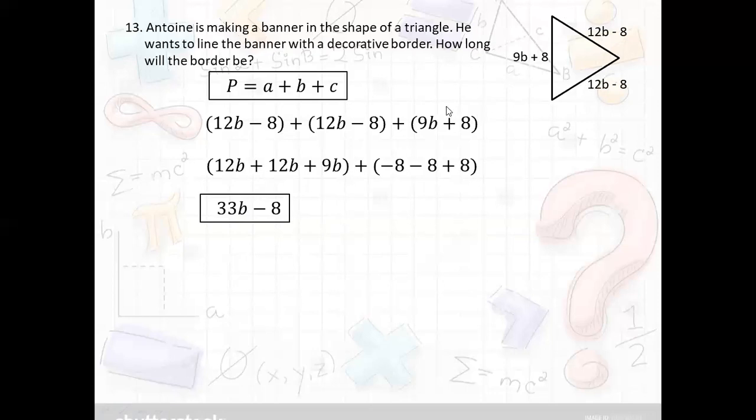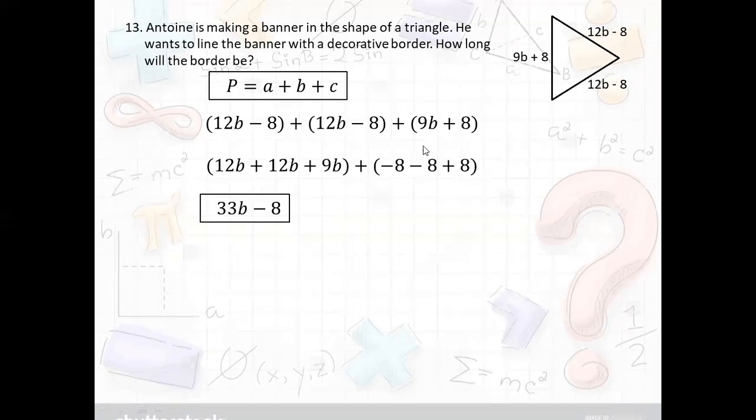So what we are going to do, we have to add all of them. 12b minus 8. You can make any a, b, c. It doesn't matter. Even if you add them in any order, the answer is the same. So 12b minus 8, 12b minus 8, it's not an equilateral triangle, okay? It's an isosceles triangle because two sides are equal. 9b plus 8. But for the formula, it doesn't matter because we are just finding the distance around the figure. That's all.